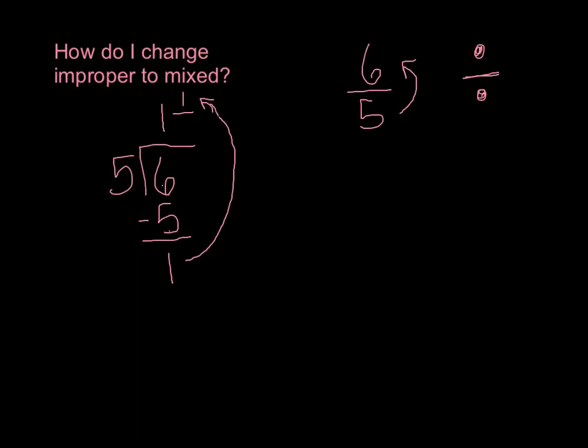And the denominator stayed what the divisor is. So it stayed a 5. So 6/5 is the same as 1 1/5.